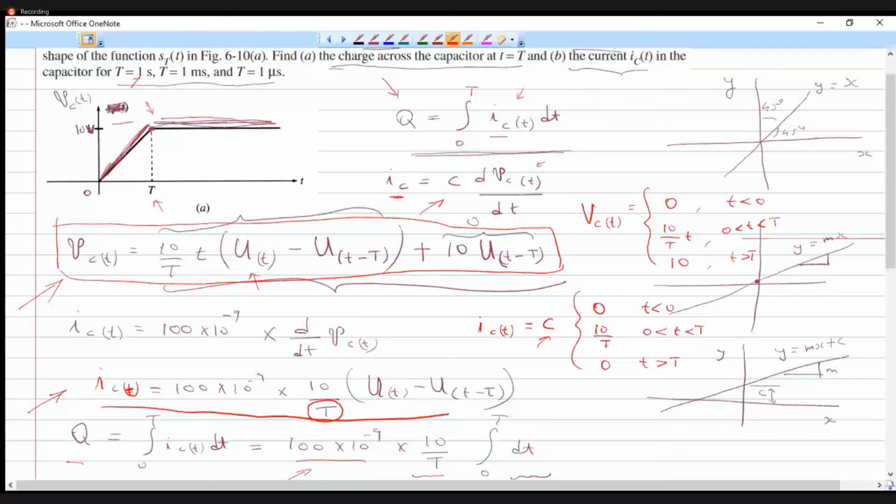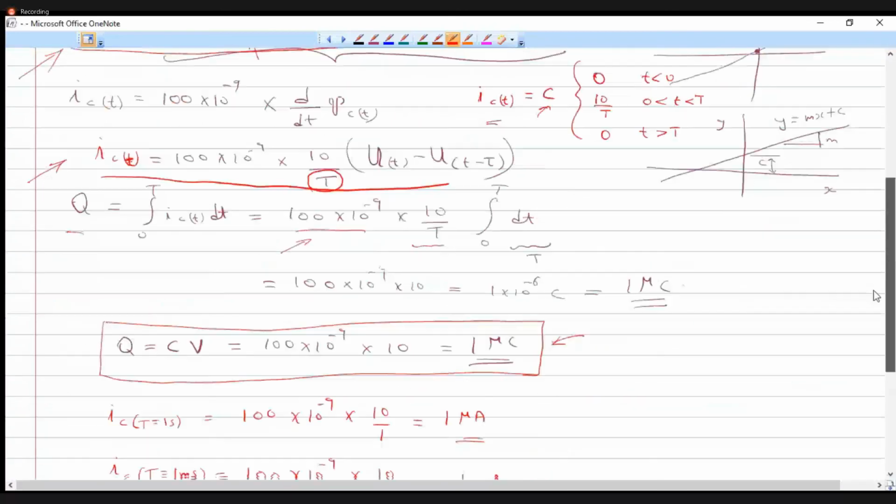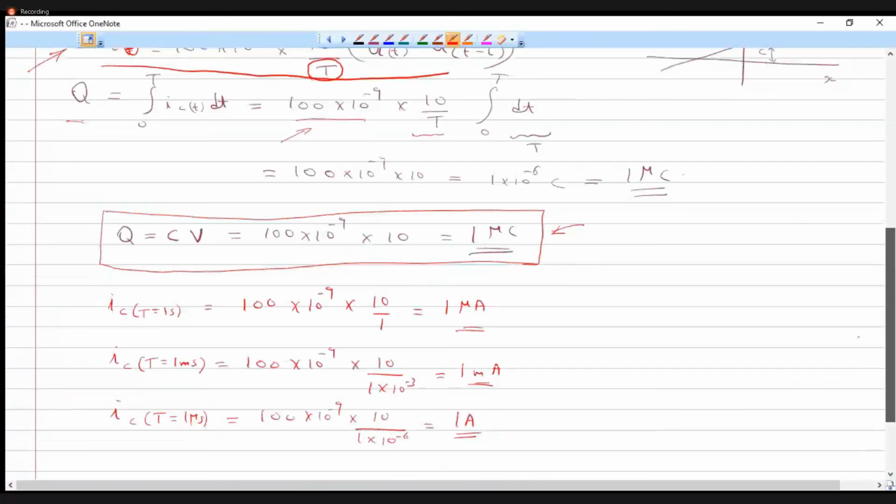So you can substitute capital T is equal to 1 second, 1 millisecond, and 1 microsecond, and find out what are the values of the current at various points. So we have seen that the charge is the same. So we are charging the capacitor to 1 microcoulomb. When we have smaller time, the current goes on increasing as capital T is reduced. Then we need to give more and more current to bring the capacitor to the same charge. So that is the conclusion we have arrived at.